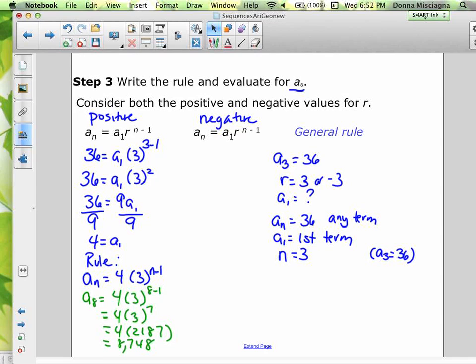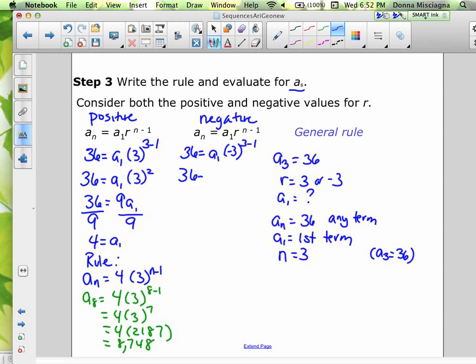Okay. Let's solve for the negative case. So we have 36 equals A1. This time, though, it's negative 3 to the 3 minus 1 power, which is 36 equals A1 times negative 3 squared, which is 9. And let me just put it in the front there. And so you can see that either way, I'm going to divide by 9. I don't know why I put parentheses around A1. And my 9's looking a little A-ish.